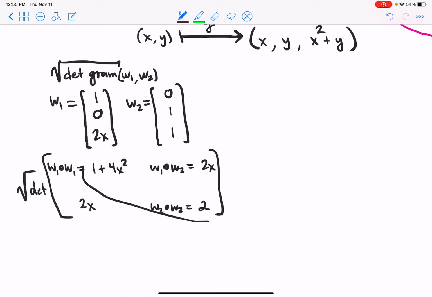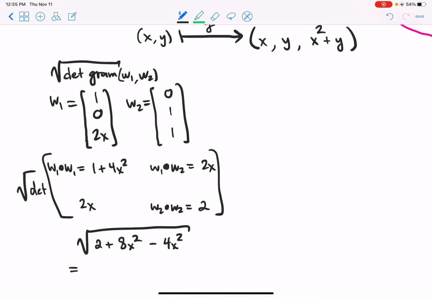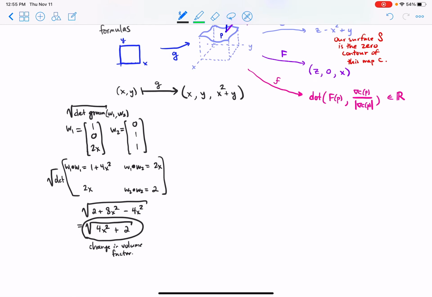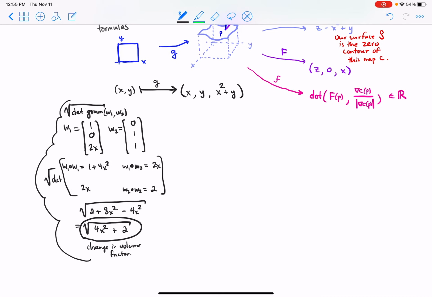Okay, so the determinant is 2 times that, and then minus 2x times 2x. And then I need to take the square root, and this is finally the square root of, okay, 8 minus 4 is 4, and then there's a plus 2. Okay. So great. This is my change in volume factor. Okay. Excellent. So maybe I'll just put that in a thought bubble.